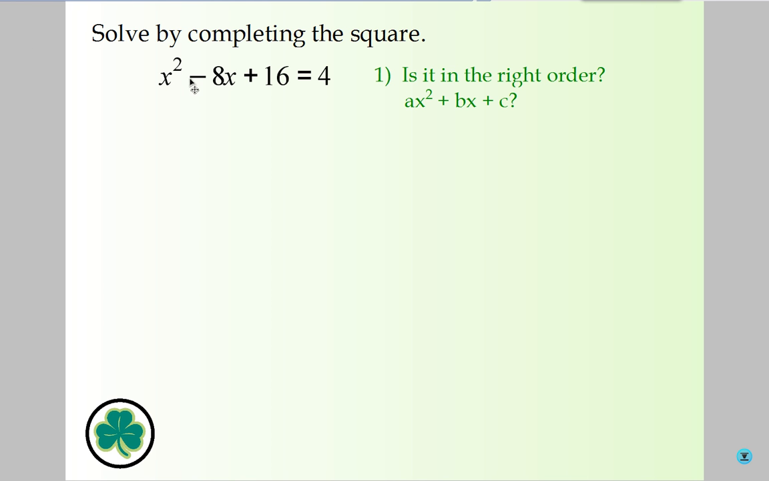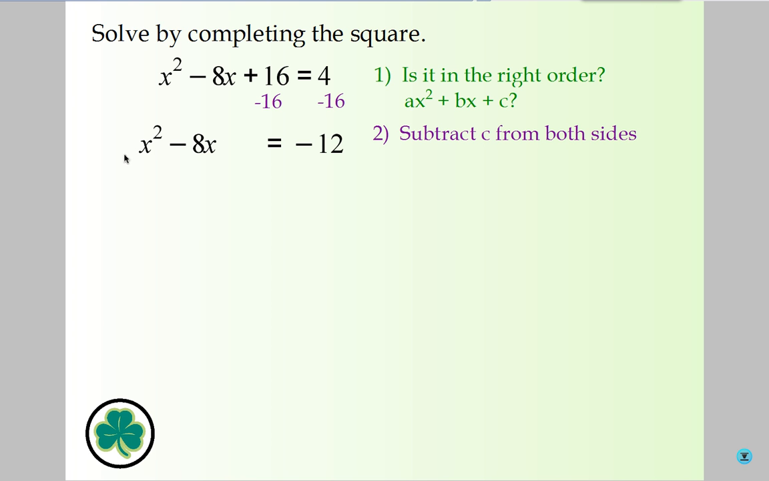Make sure it's in the right order, of course, right? Squared, x, constant. Make sure that it's in that descending order before you even start. Subtract c from both sides. So I'm going to subtract 16 from both sides so that my two x terms are alone. And now I have negative 12 on the right-hand side.